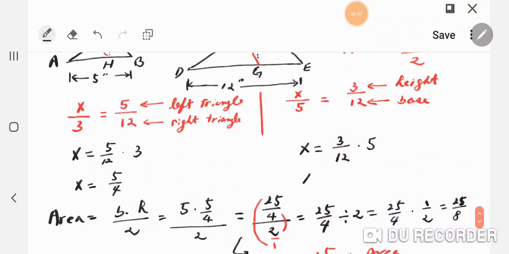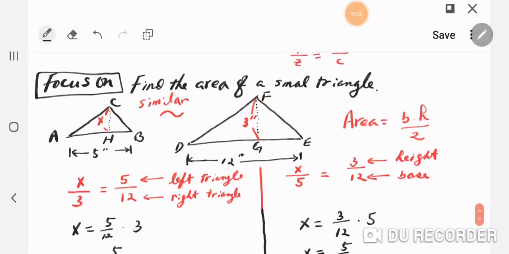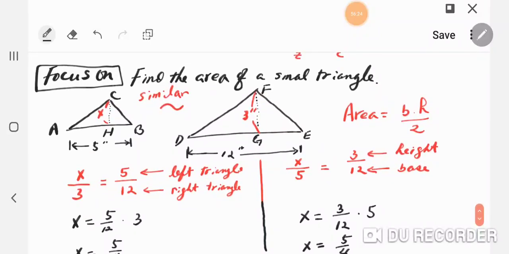Then x is equal to, and then reduce it, so 5 over 4. So we got the same x value. So when you write a proportion, always make sure to use the corresponding parts. The numerator and the denominators should have the same type.